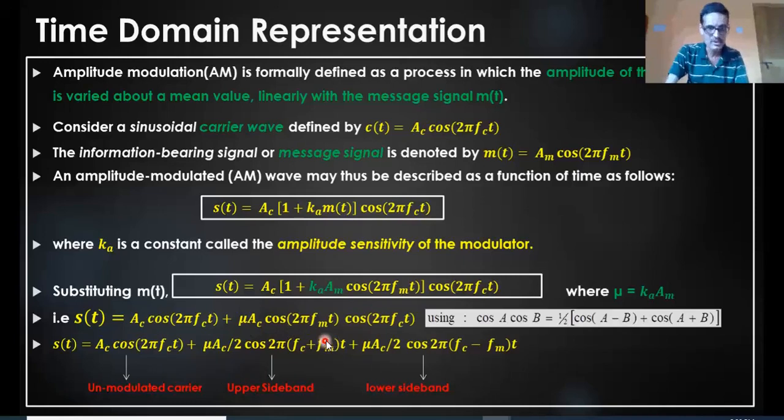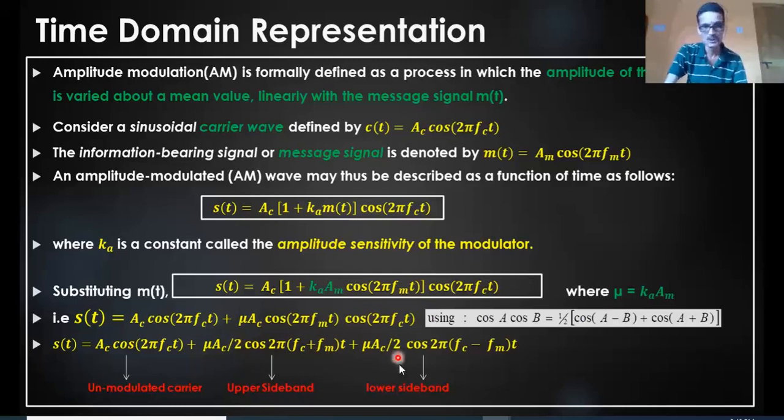It is mu AC by 2 cos 2 pi (fc plus fm) t, right? I call this the upper sideband. I call this the lower sideband. So this upper sideband, the second component, is a cos signal having the frequency of fc plus fm. The frequency is increased by fm, so you can say the frequency is fc plus fm, with the amplitude equal to mu AC by 2.